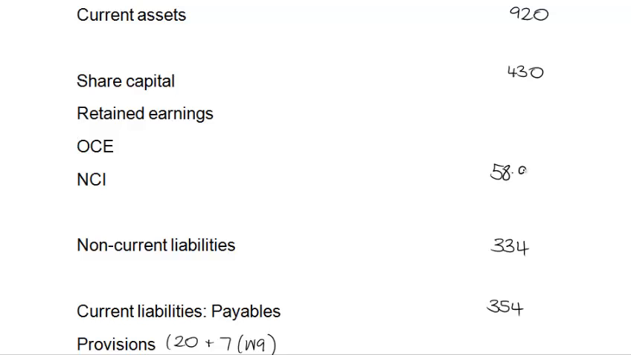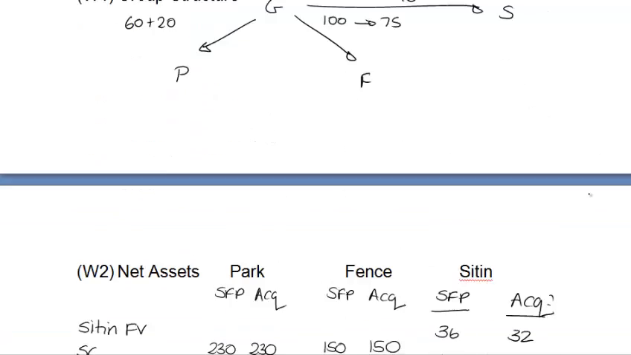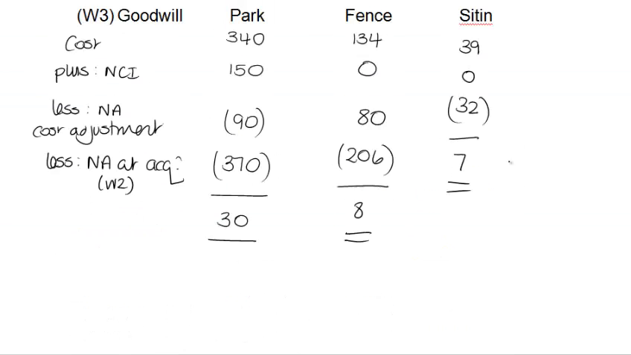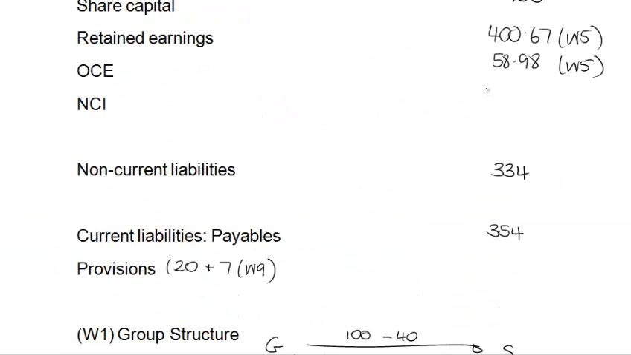OCE 58.98, working number 4. Retained earnings 400.67. We need to work out our non-controlling interests. 86.2 plus 54.62 gives us a grand total of 140.82, and we can transfer that to the face of the statement of financial position. So that's come from working number 4.